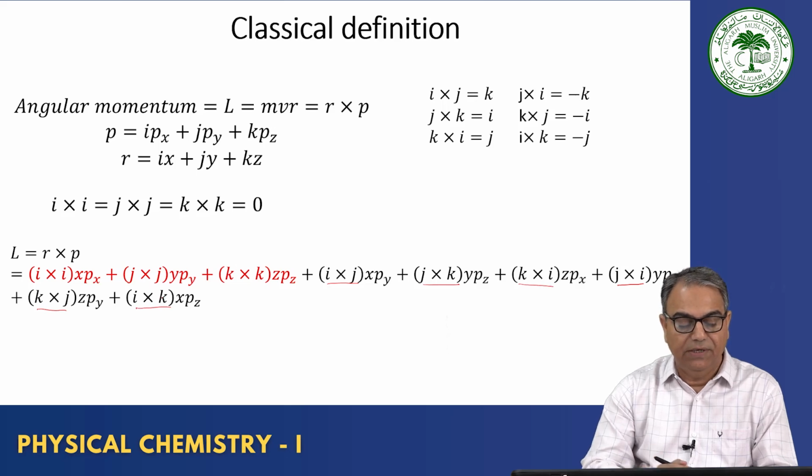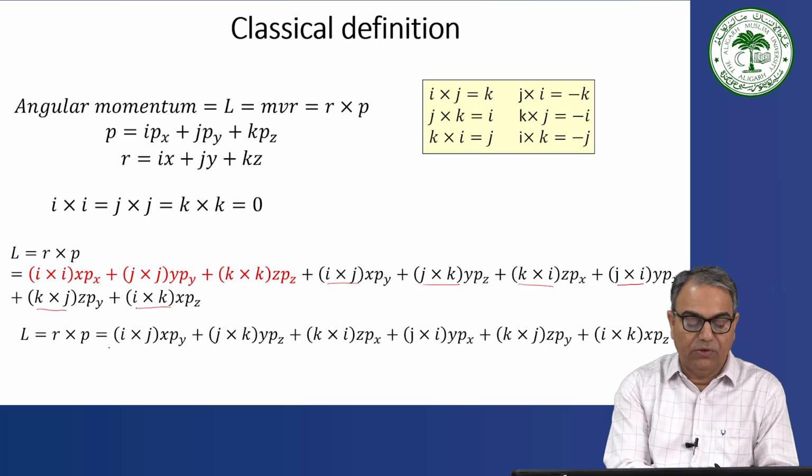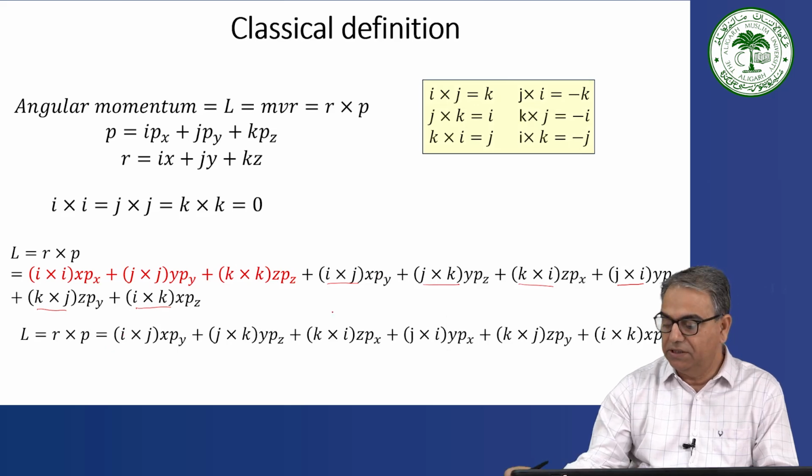Okay. So in the same way we got the 6 terms which you will have. Now if you look at this one, then you have only 6 terms. For L is equal to r cross p, the remaining 6 terms are these.